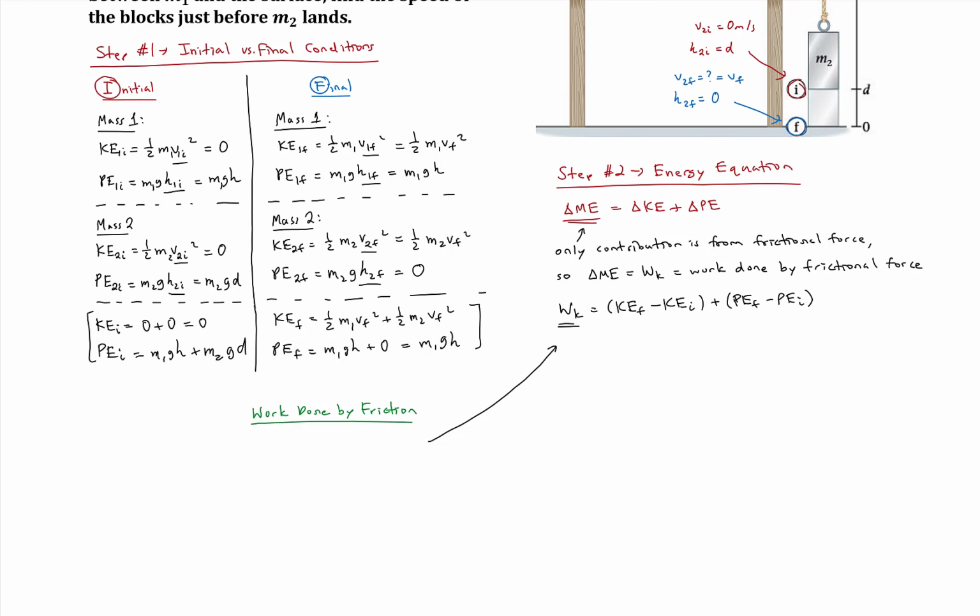If we have our block M1, we know it's on a surface, so we have M1G as the weight. We'll have a normal force pushing back up on us. We're going to have friction here. And this is all we care about. If I want to find the work done by kinetic friction, I only care about FD cos theta.